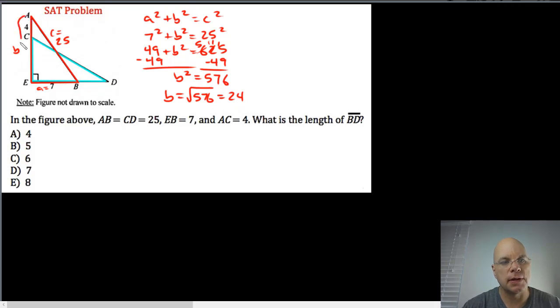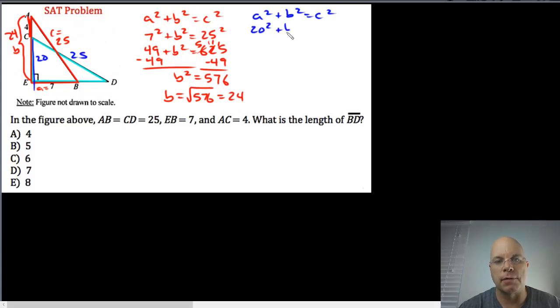So if this entire leg is 24 and this piece is 4, then on the blue triangle, this leg EC must be 20. This leg right here, because if this is 4 and this is 24, this must be 20. What that does for us is now we have one leg and the hypotenuse of the blue triangle. And so we can use the Pythagorean theorem again, a squared plus b squared equals c squared. The leg that we know is 20 squared. We don't know the other leg, but we do know the hypotenuse is 25.